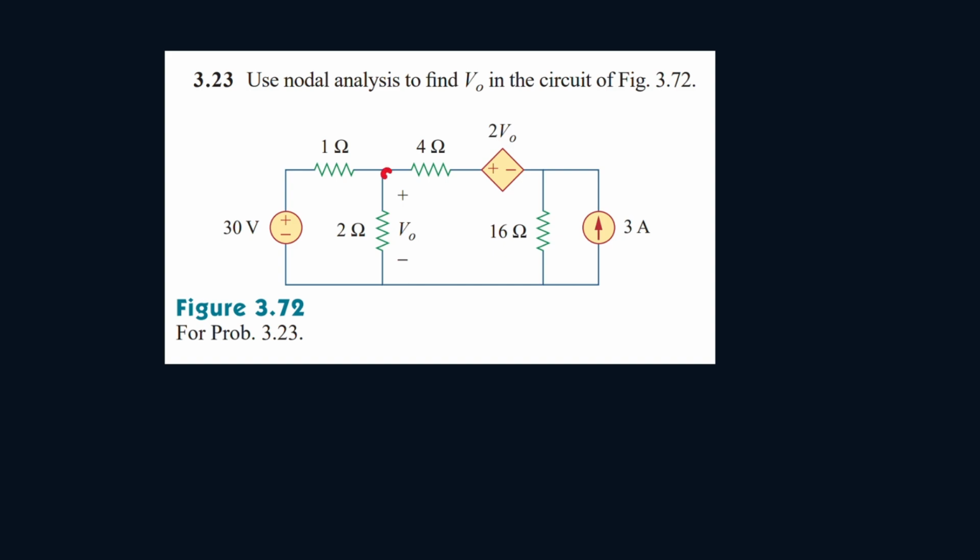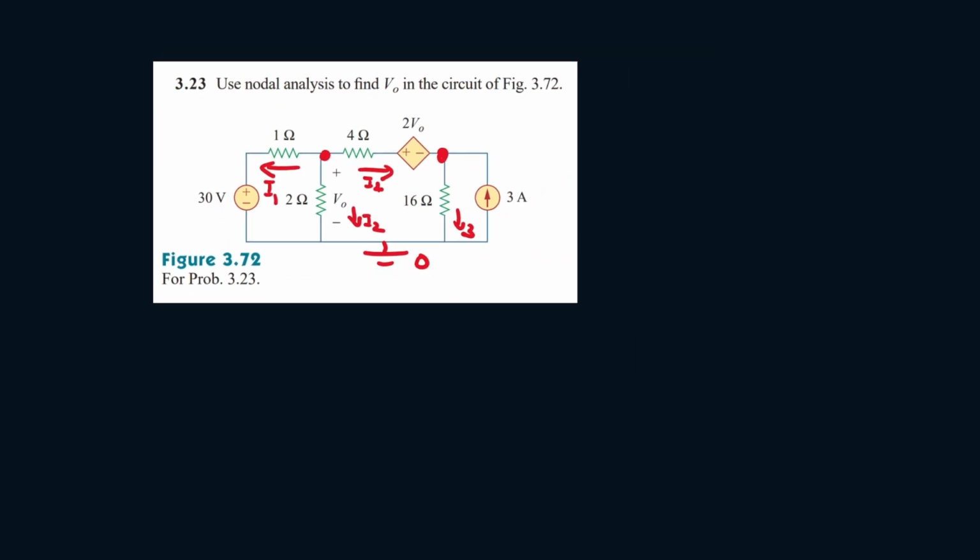All right, so this one we have these two nodes. We have to find VO. So let's set up our ground node. This will be 0 volts. The directions of current: I1, I2, I3, and let's call this I4. So let's call this V1 and let's call this V2.